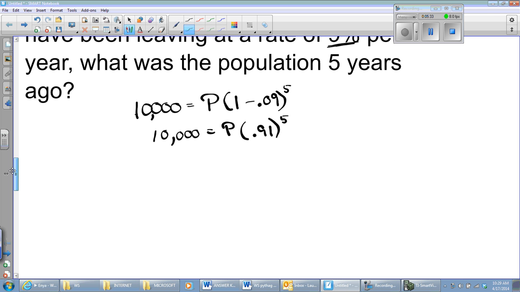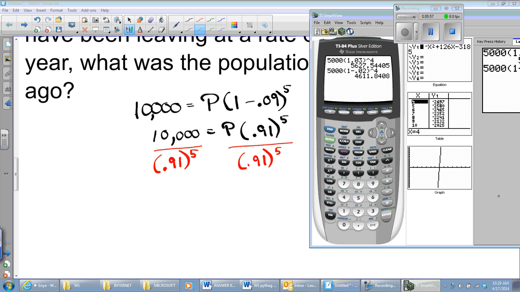And I'm not going to crunch that big decimal because then you're going to round, you're going to divide, it's not going to come out right. I'm going to isolate P by dividing by the number keeping P from being alone. And then I can go to my calculator. So I'm going to have 10,000. And I'm going to divide that by the quantity of, and it doesn't like my decimal point, 0.91. And I'm going to raise that to the 5th power.